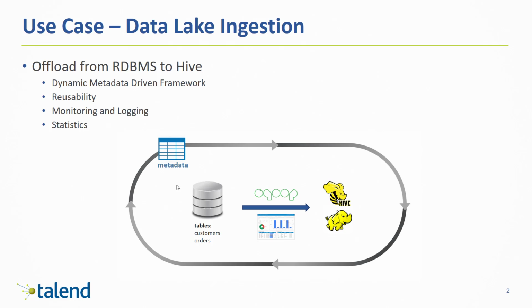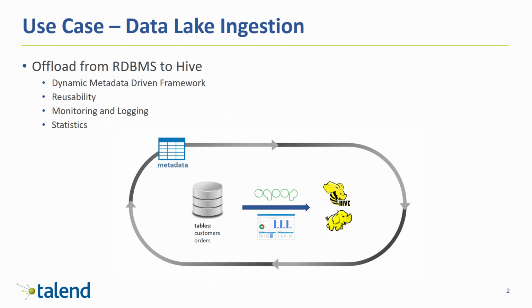We'll also be using a dynamic metadata-driven framework where we'll have a control table, which will have all the necessary metadata telling us where the source is coming from and where the target location is. We'll be using two tables, customers and orders. We'll be sqooping that data into Hive, and as that offloading is taking place, we will also monitor, log, and capture some stats.